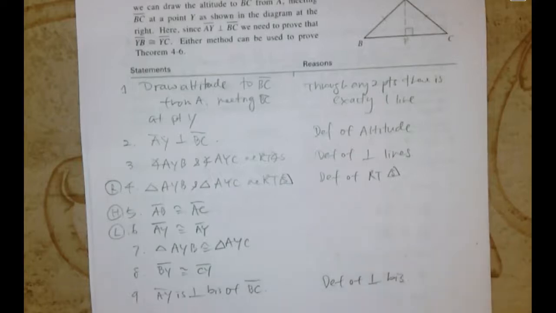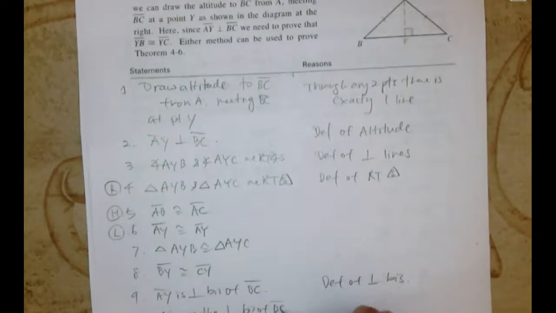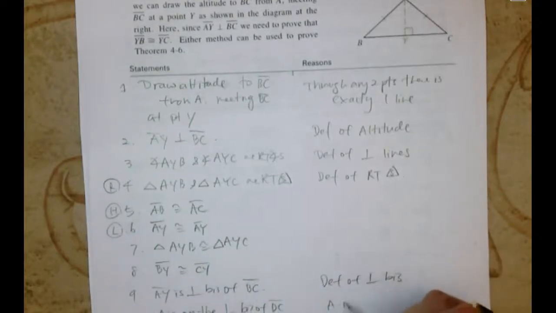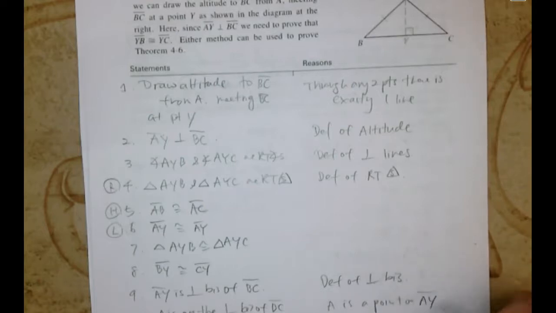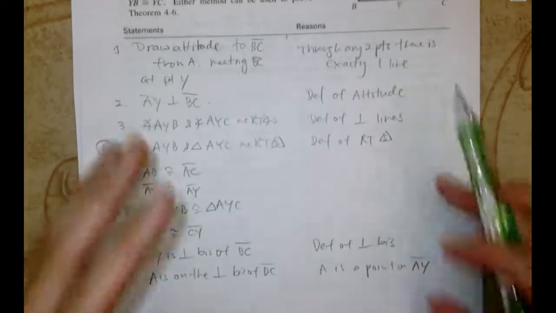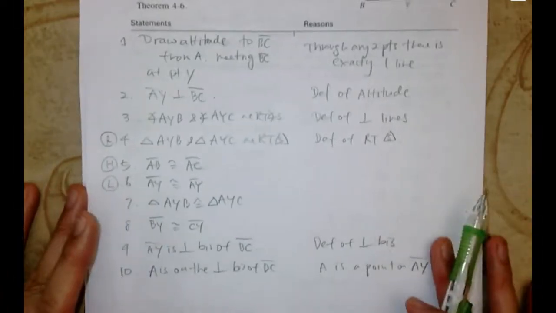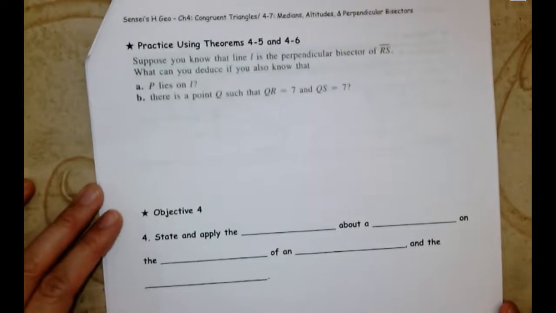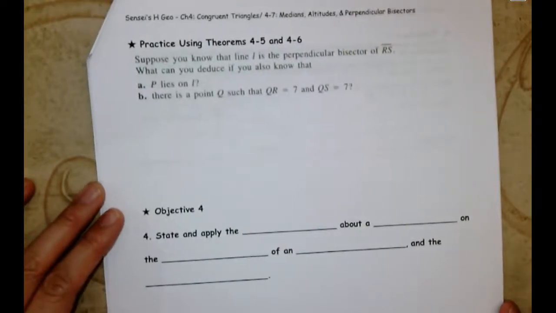That's the definition of perpendicular bisector. And then 10, A is on the perpendicular bisector of BC, and A is a point on AY. Okay, again, so you just do these reasons. Again, you don't have to worry about producing this proof on your own. This is just to show you the proofs. All right, practicing using theorems 4.5 and 4.6.